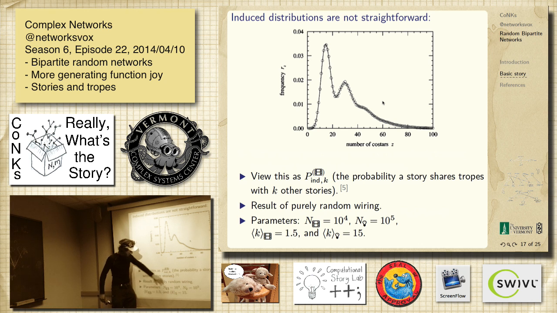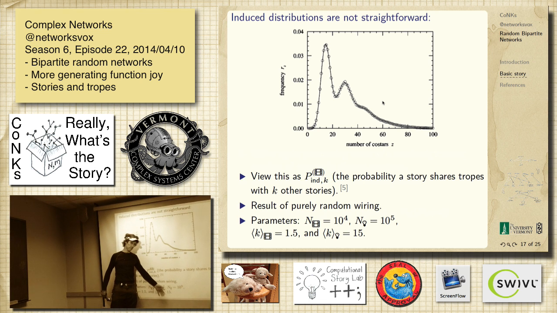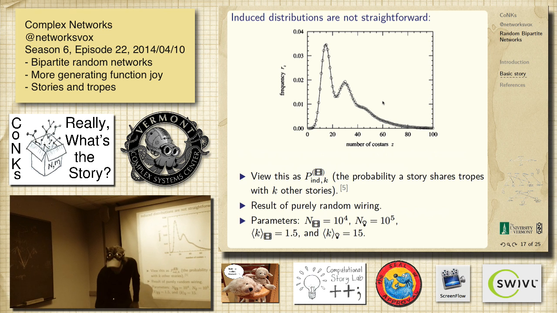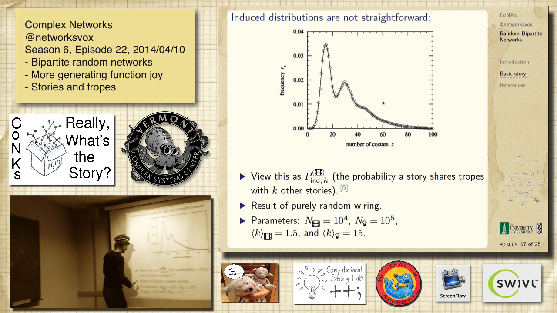Okay, so here are the parameters. So there are 10,000 films in this one, 100,000 tropes. So the average number of tropes per film is 1.5. The average number of movies that a trope is in, or stories, is 15. So these things match. 1.5 times 10 to the 4. That's the number of edges coming down. 15, no, sorry. Yeah, these need to be switched. Yep. Right, so completely wrong.